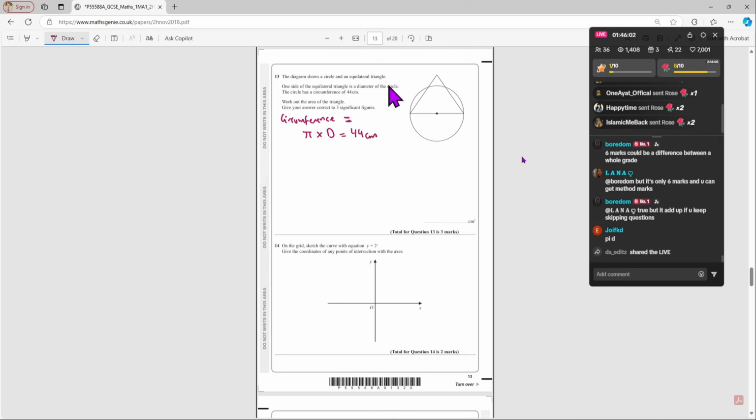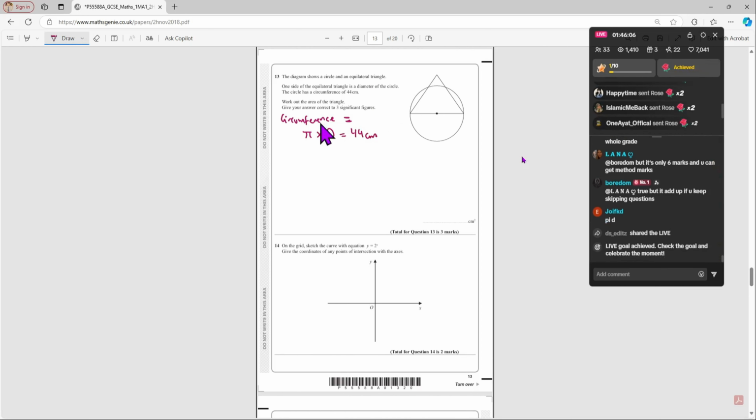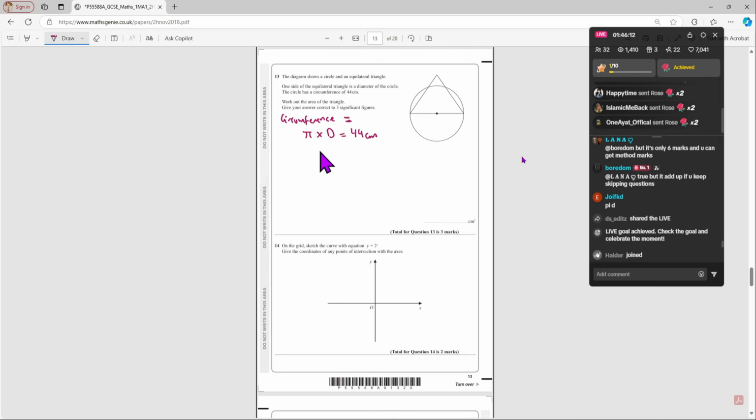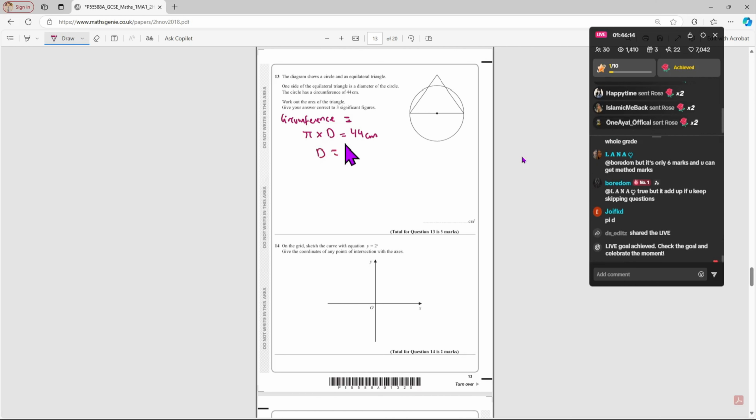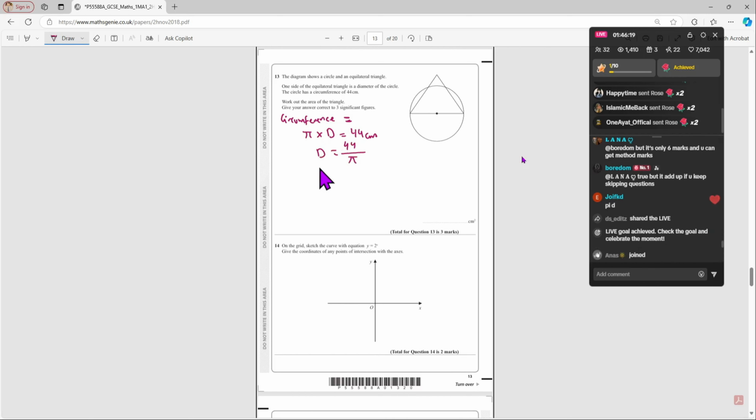And then, once we have done that, we're just going to divide by pi. So we're going to have the diameter is equal to 44 over pi. Now that is our diameter, okay? That is our diameter.